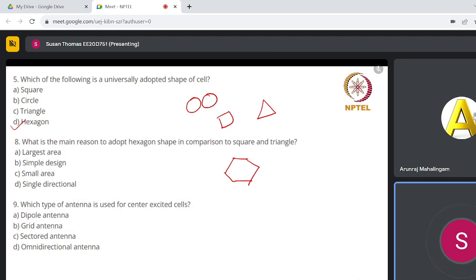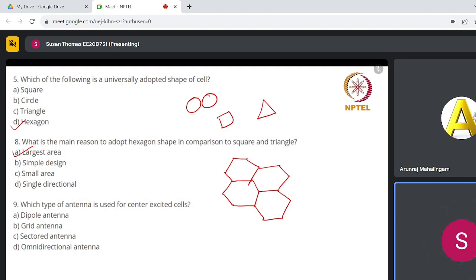The reason is largest area. Without missing any of the corners or with minimum loss, you can occupy the maximum area. When we divide it into hexagonal shapes, the largest area can be covered within a particular area. So that is the advantage of a hexagonal shape cell.